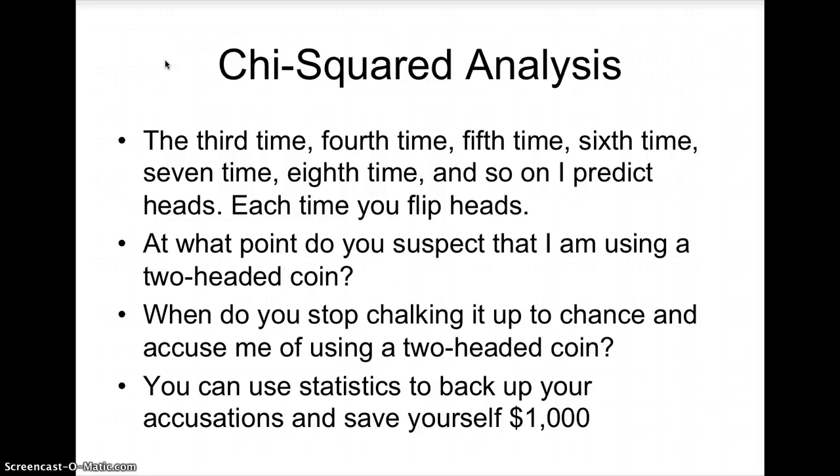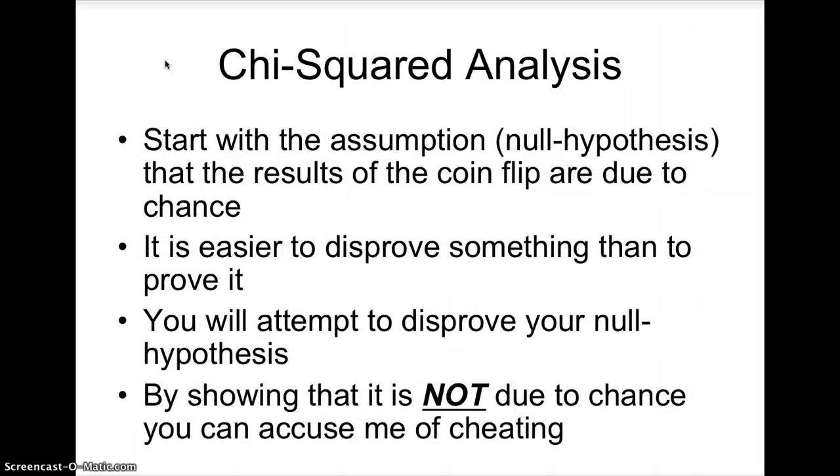So when do you stop saying, okay, he's just getting lucky, and when can you use evidence to accuse me of cheating you? Well, you can use chi-squared analysis to do this. We're going to start with what's called the null hypothesis. The null hypothesis is something that was discussed in the experimental design unit. So if you need to go back there and review that, you can. For a chi-squared analysis, we're always going to start with the assumption or null hypothesis that the results are due to random chance, not due to any experimental conditions.